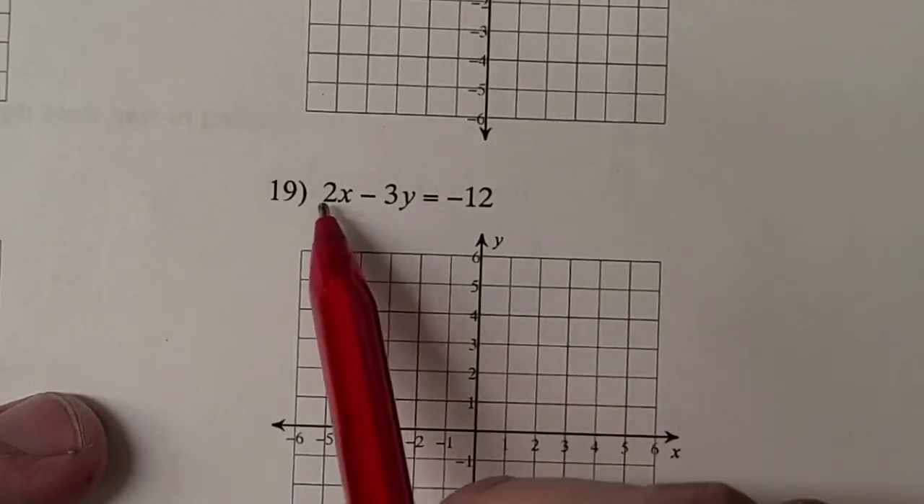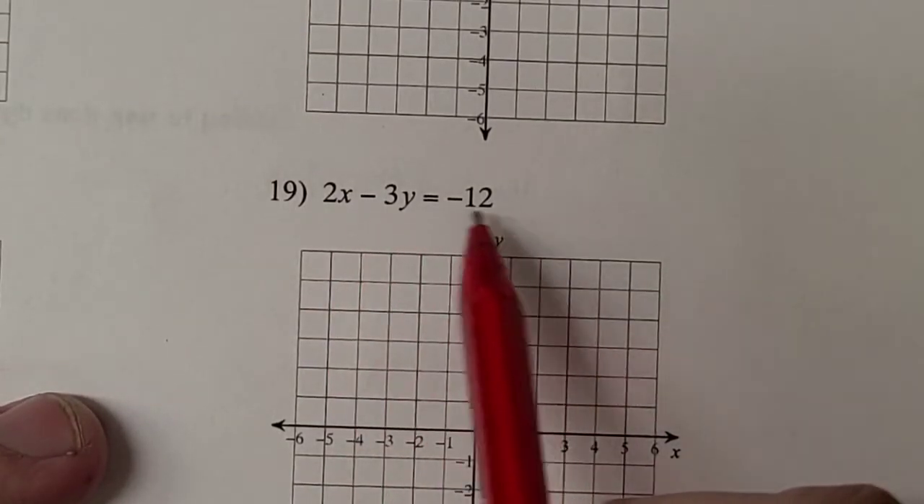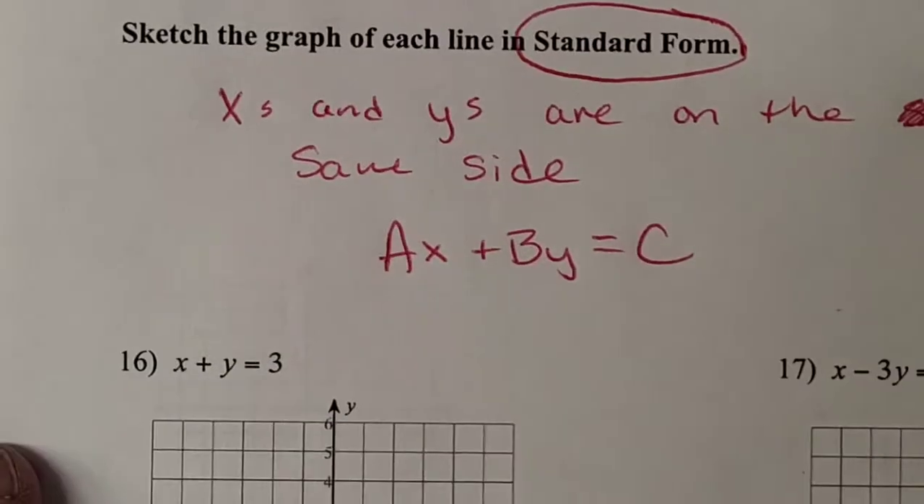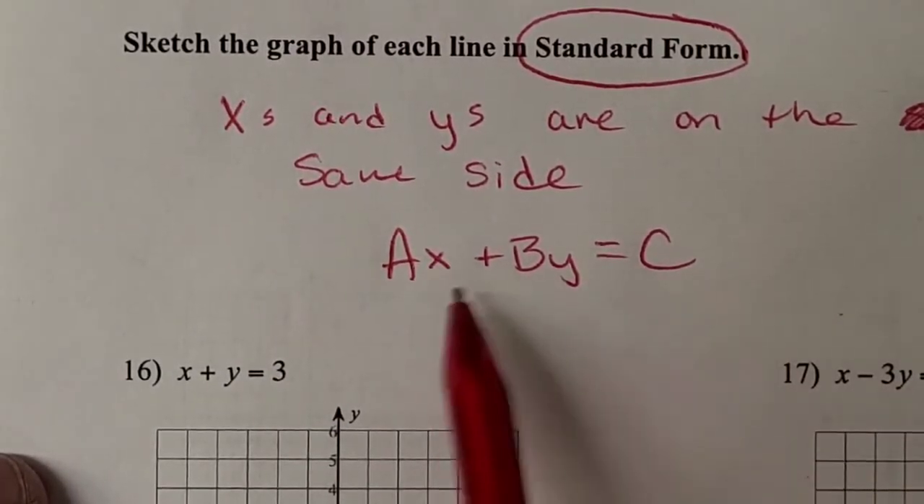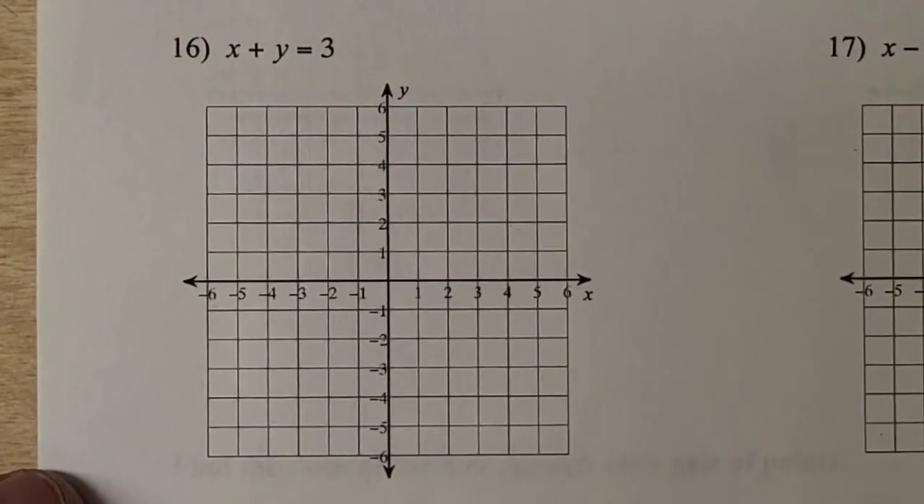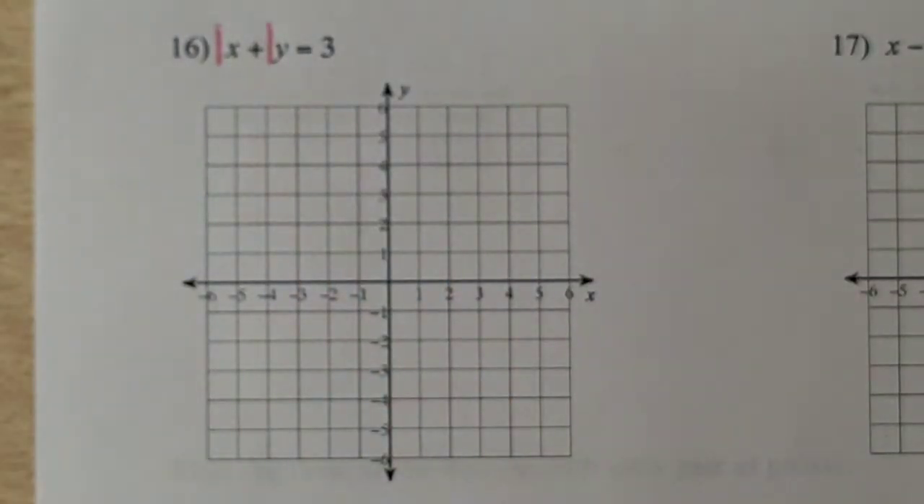So, for instance, looking down at 19, 2x minus 3y equals negative 12. So A, B, and C are just any random number. So basically, it's just saying that the x's and y's are on the same side, everything else is on the other side. Something like number 16. Technically, this is a 1x plus 1y equals 3.